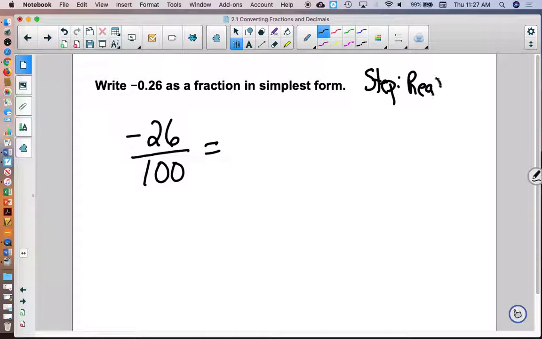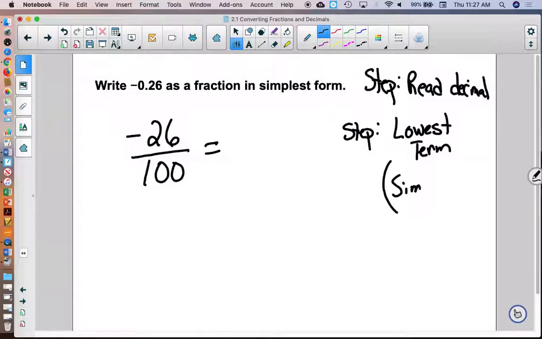Step one: read the decimal. Step two: lowest term. Or maybe I should say simplify. Would that be better for you? Simplify. Give me that spelled right. All right. So I read the decimal, negative 26 hundredths. Is it in simplest form? Is it in lowest terms?